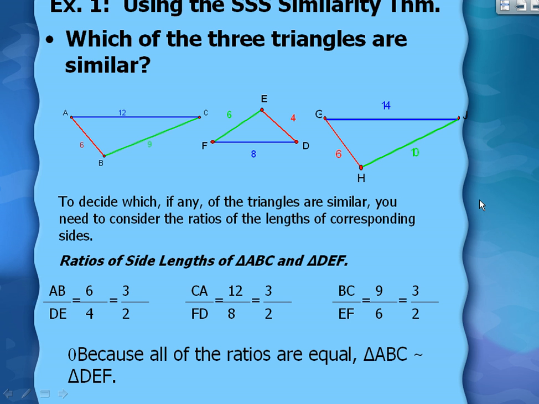Okay, so what about this then? Let's use the side similarity here. Which of the three triangles are similar? Well, we don't know. I mean, they might look similar, but it doesn't matter what they look like. How would we find out? We'll have to just test.